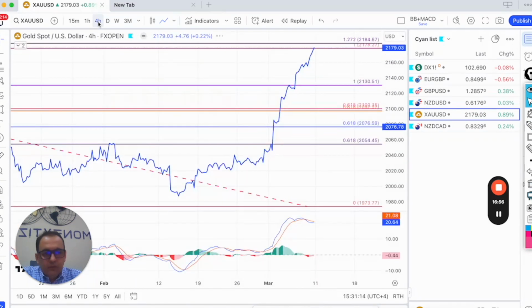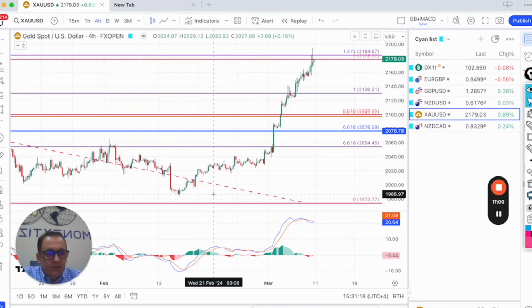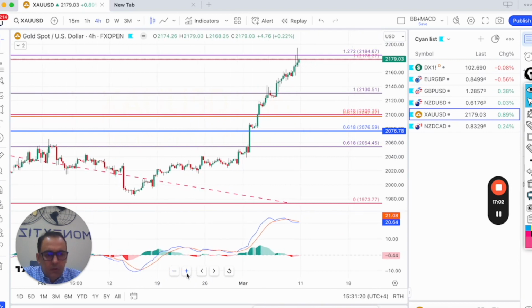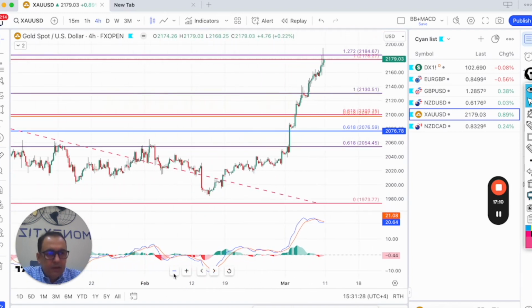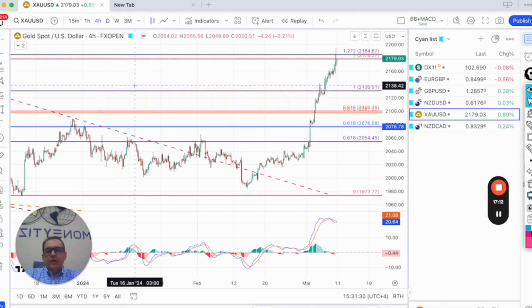So 4 hourly chart is still bullish, no signs against. I do not see any weakness in the buyers, continuously running towards the next Fib target. So this is the plan for upcoming week.